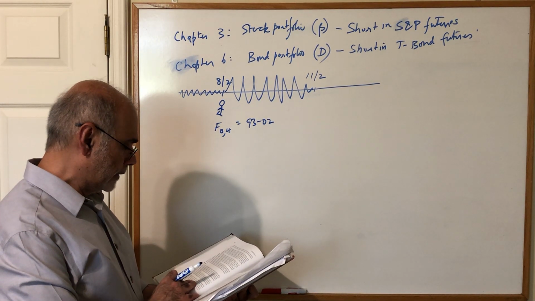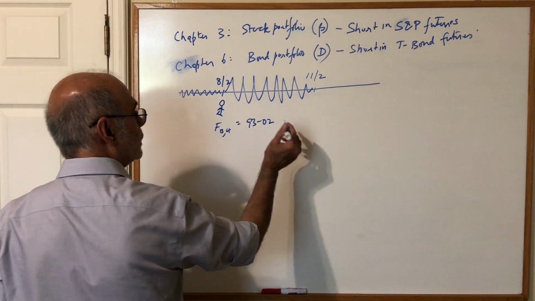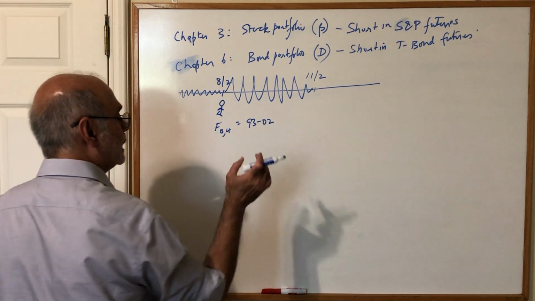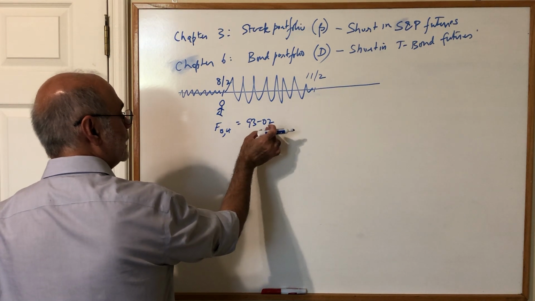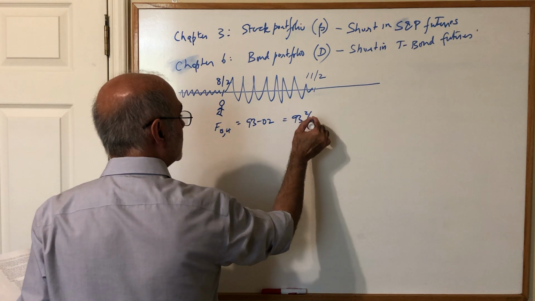Okay, and the current price of the contract is 93-02. Now 93-02, remember in your 34.3 class how bond prices are denoted. 93-02 refers to 93 and 2/32nds.